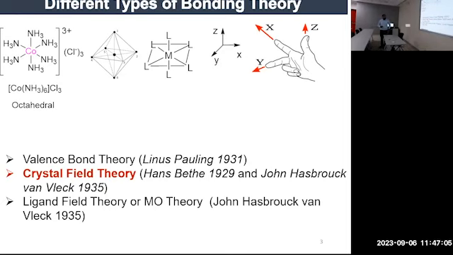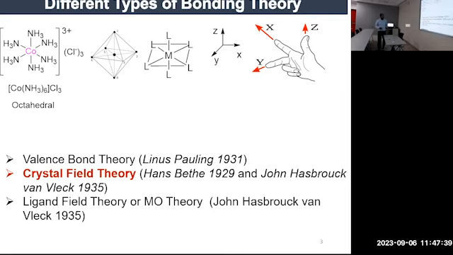Now, I will be talking mainly about crystal field theory today. But before crystal field theory, there was valence bond theory, proposed by Linus Pauling in 1931 and widely used. It is based on the hybridization of the empty d and sp orbitals of the metal ion. But valence bond theory was not able to explain magnetic properties, the color of the complexes, or bond length differences. That's why crystal field theory came to mind.